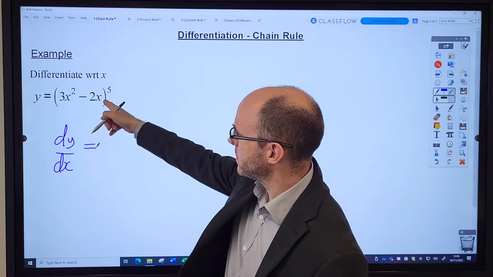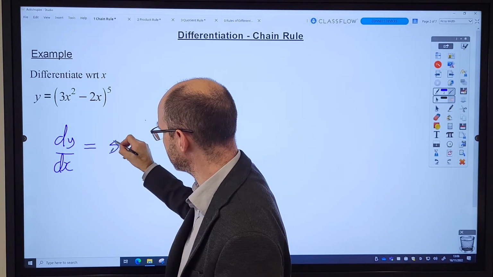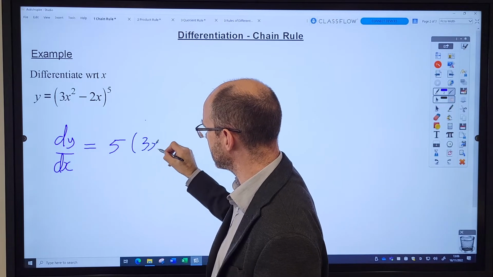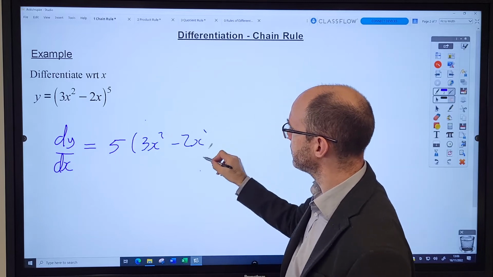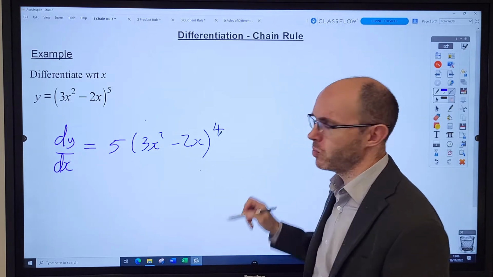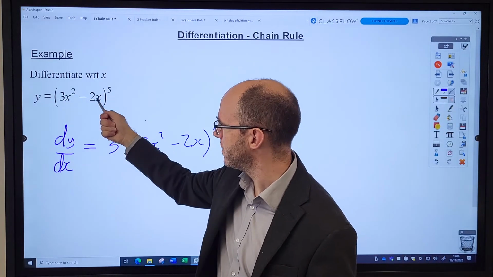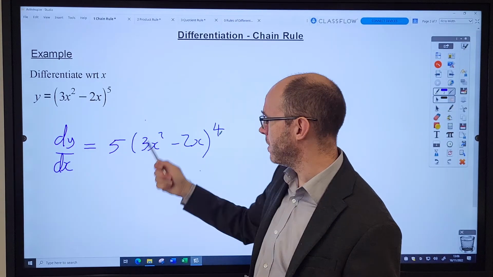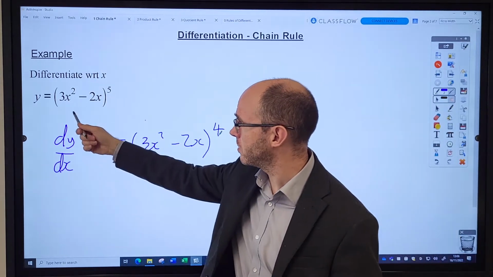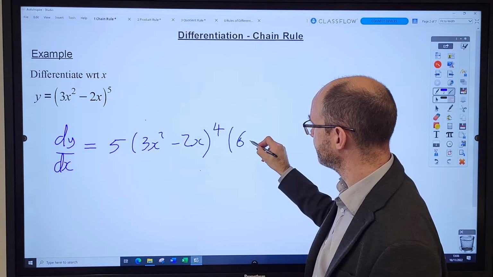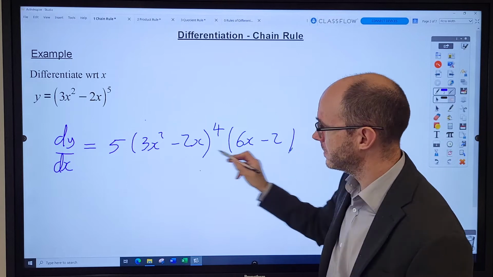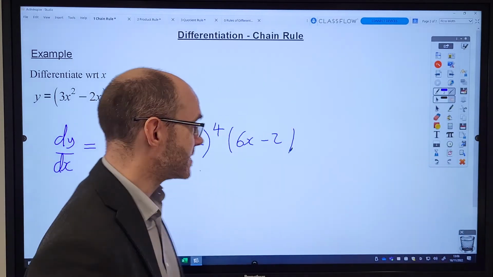Right, so what I'm going to do is I'm going to bring the power down and write out the bracketed expression again. There's a 2 missing there somehow. And decrease the power by 1. Okay, so 5 times by this, and then decrease the power to the power of 4. Then differentiate what's in the brackets. So differentiate that, we get 6x minus 2. That's it. Done. Maybe you could write it a little bit better.